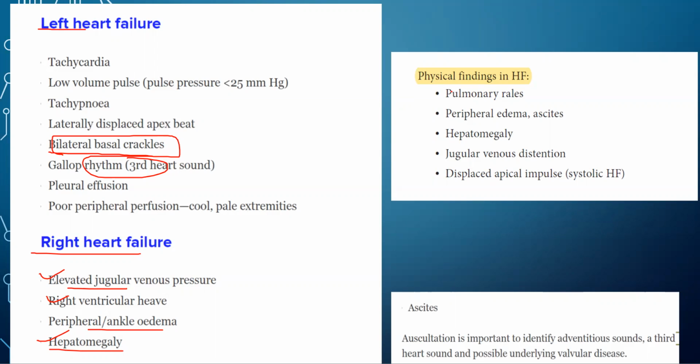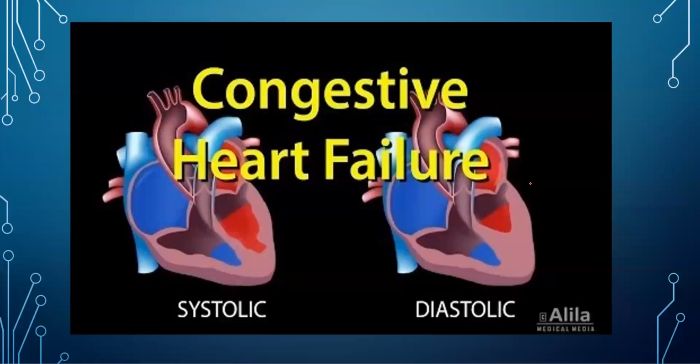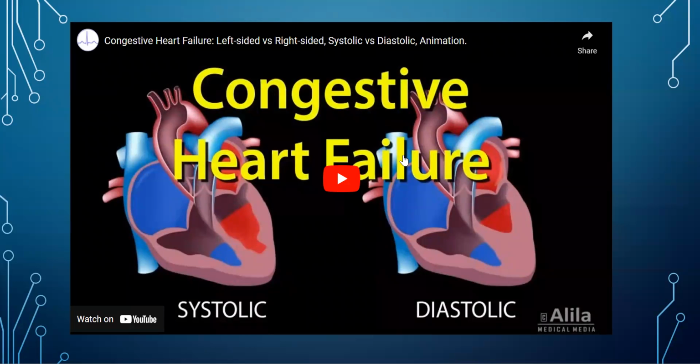What are the physical findings we get in a heart failure patient? Obviously, pulmonary congestion, which is your crepitation, peripheral edema, ascites, hepatomegaly, raised JVP. And if it is a systolic heart failure, we can also get a displaced apical impulse. Okay. So the third heart sound, which means the S3 gallop rhythm, is also a very important finding for left heart failure. Now we already know this congestive cardiac failure, systolic and diastolic one. If you want to give it a go, let's just watch the video a little bit.